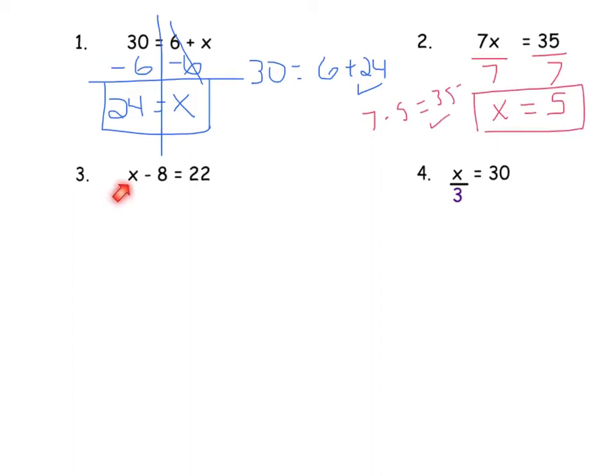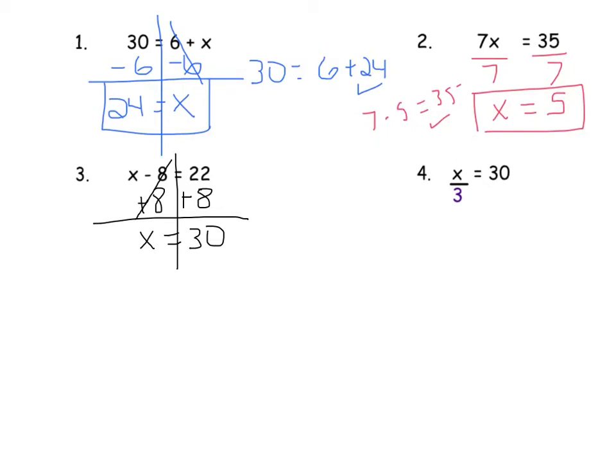You start by finding your variable. So here's my variable. It says minus 8, so we know that we need to add 8 to both sides. If you do it to one side, you have to do it to the other. That's the principle of equality. So the minus 8 plus 8 cancels out. I'm left with x equals 22 plus 8, which is 30.